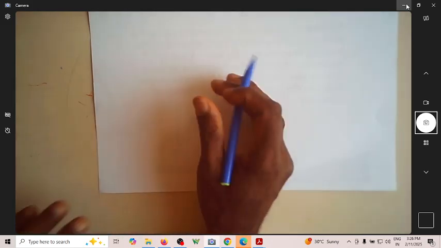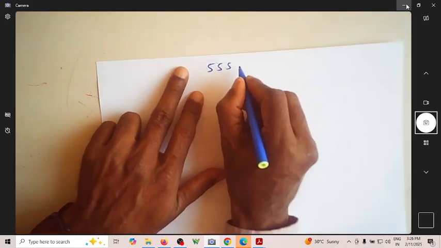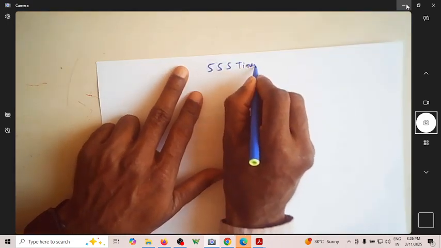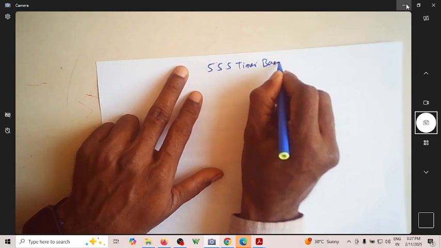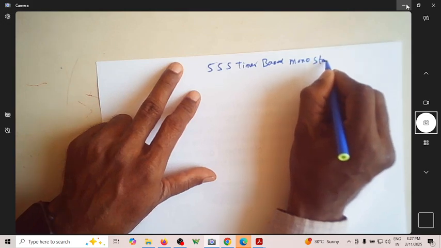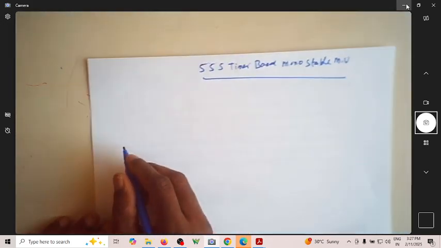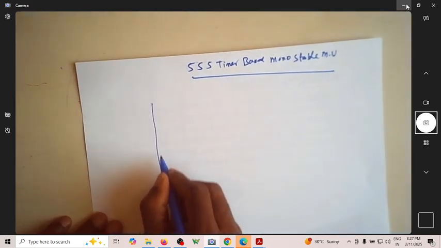Okay, now let us move on to the monostable multivibrator. So this is the 555 timer based monostable multivibrator. So let us write the circuit diagram.